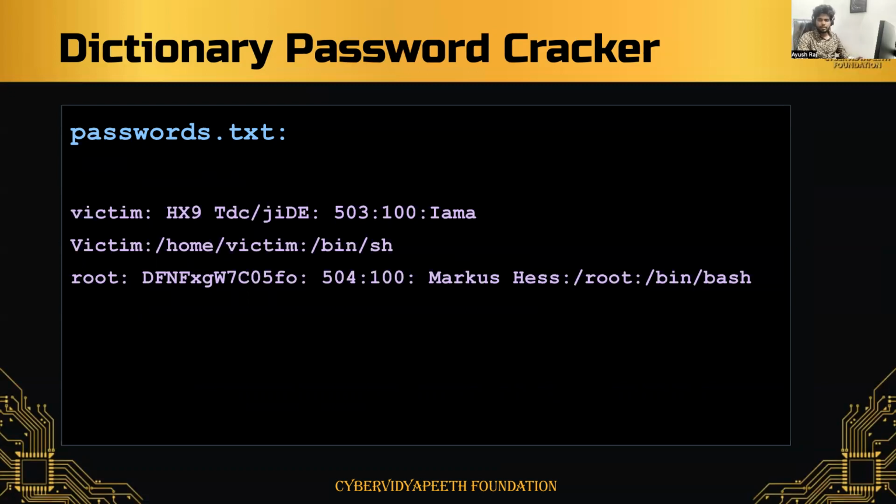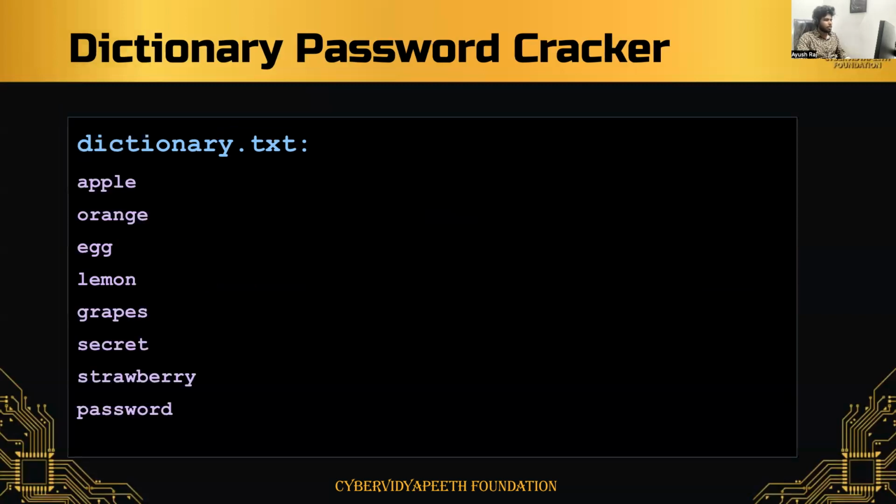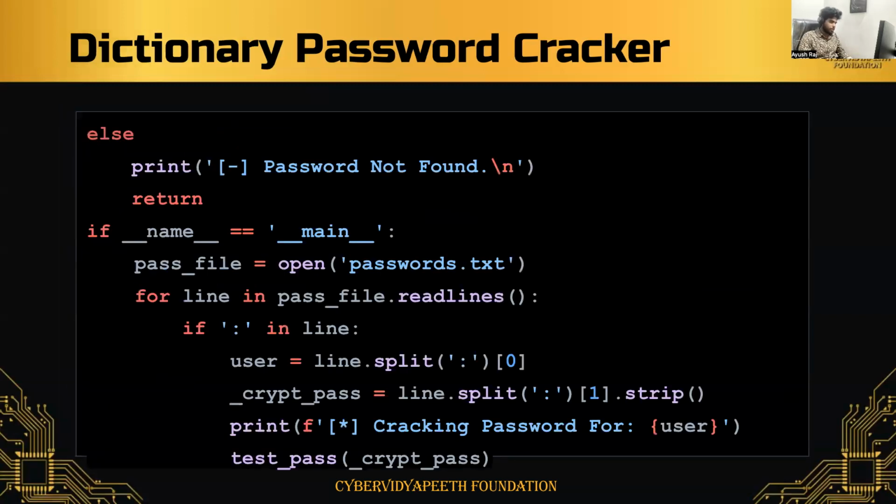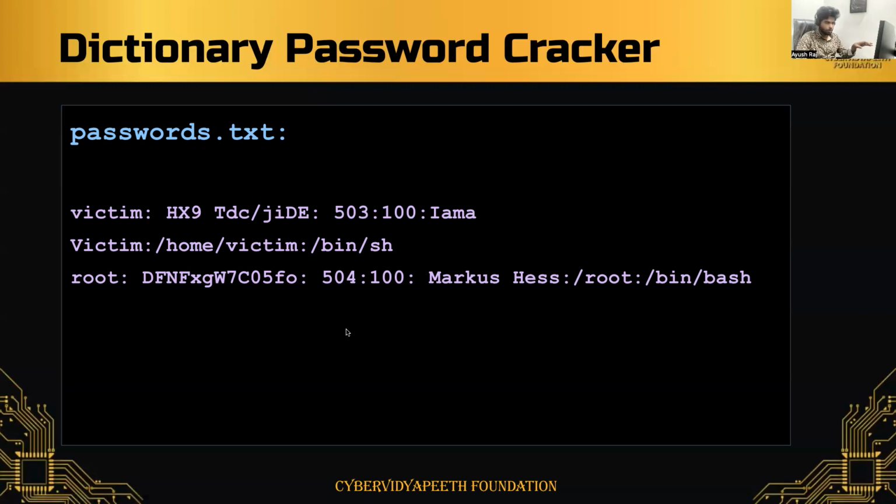So it contains the hashes, which are the credentials of the users. You can see the pattern: in the beginning the victim, which is the username, after that the hash, and a lot more information about them, permissions also. And here you can see for line in pass file dot read lines, it will read the file. And if semicolon in line, so in every line there is a semicolon, so it will read all the lines that are present here.